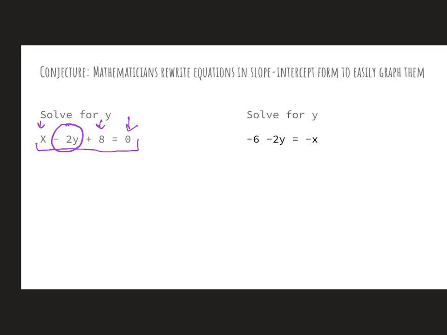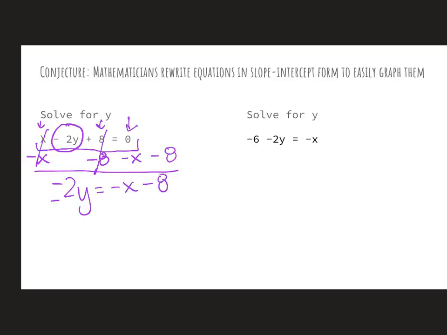So I'm going to do this all in one step. I'm going to get rid of the x by subtracting, and I'm also going to get rid of the 8 by subtracting. So I need to do that on the other side. So I'm going to put minus x and minus 8. So these are now gone. I bring down my negative 2y, and I bring down what's over here, which is a negative x and a negative 8. Now I still need to isolate the y, so I'm going to divide everything by a negative 2.